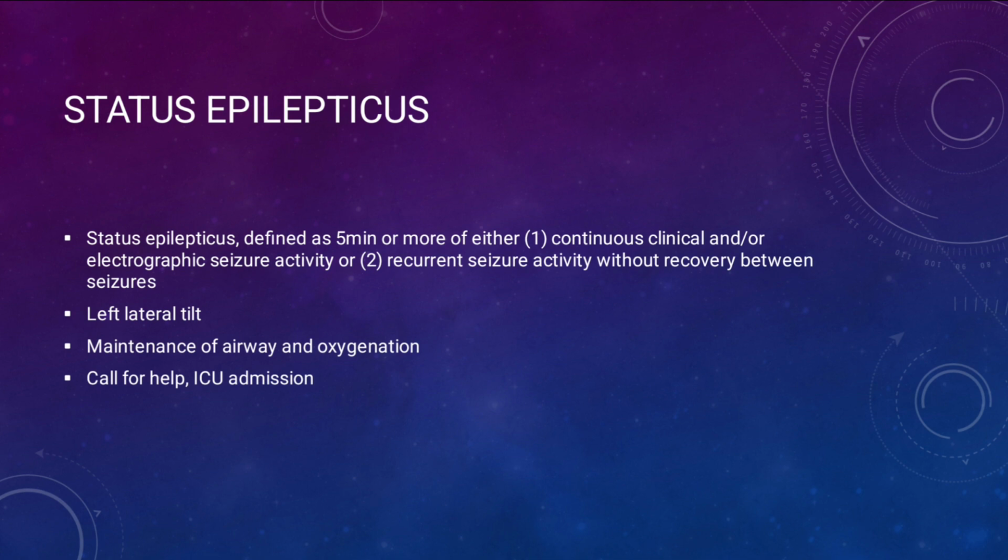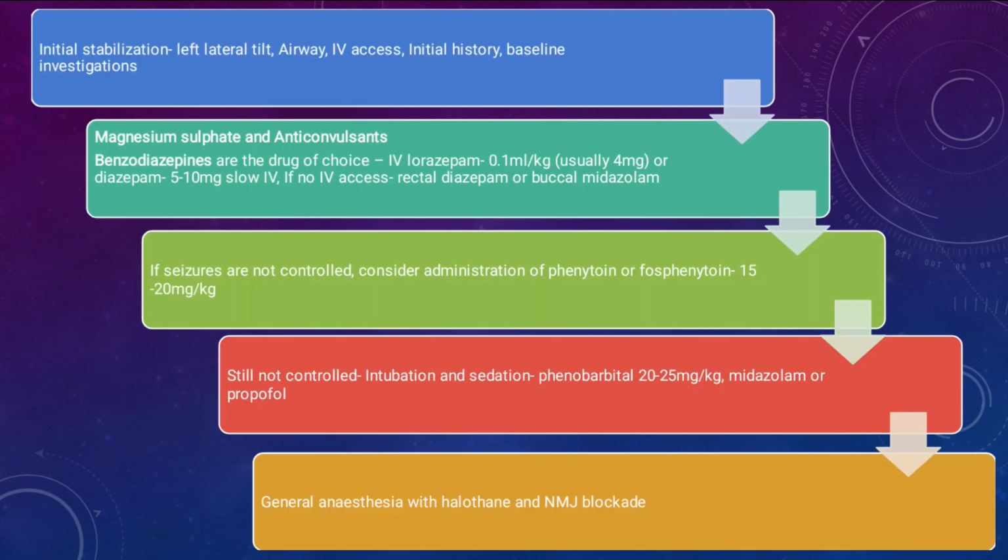Status epilepticus is defined as five minutes or more of continuous clinical and/or electrographical seizure activity, or recurrent seizure activity without recovery between seizures. Left tilt, maintain the airway, call for help, ICU admission, initial stabilization, IV access, baseline history. First drug of choice: IV lorazepam 0.1 ml per kg, usually 4 mg, and/or diazepam 5 to 10 mg slow IV.